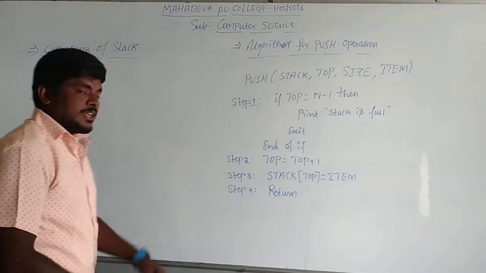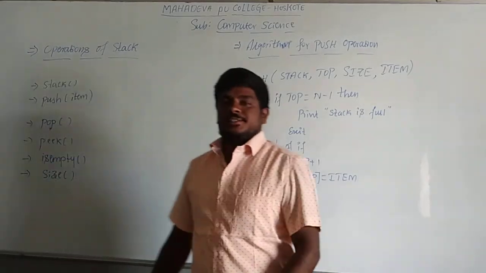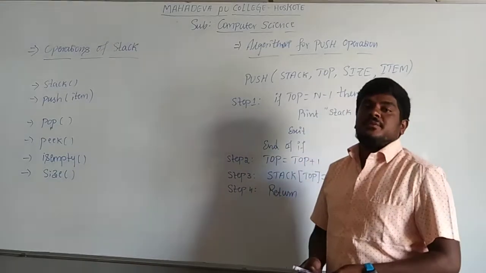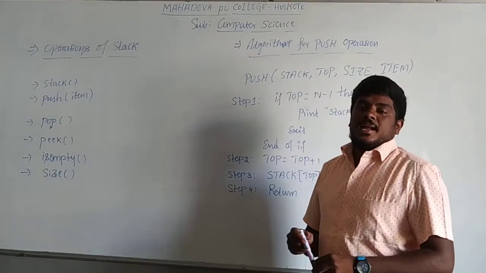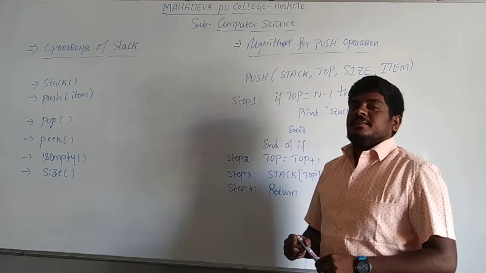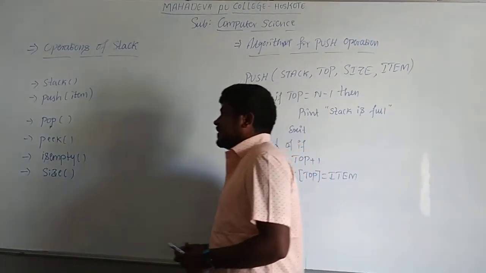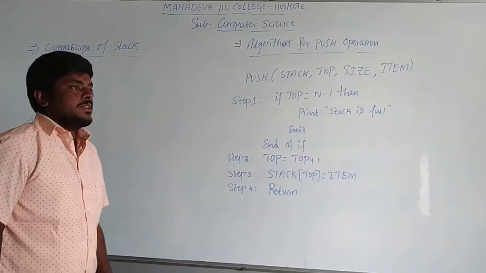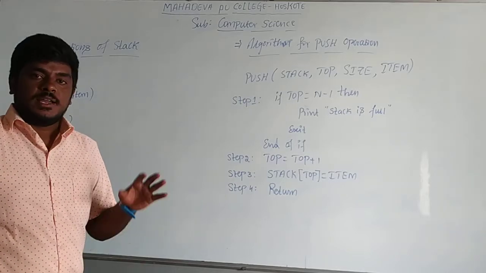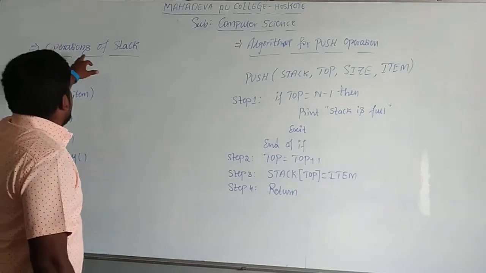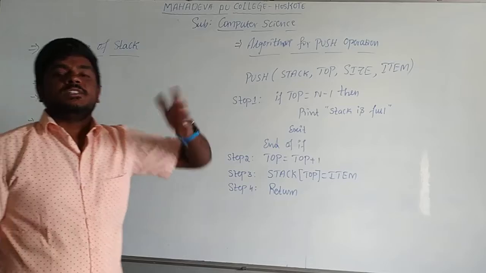So last class we discussed memory representation of stacks. In that memory representation of stack we have two types: one is static memory representation, another one is dynamic memory representation. That is very important. So the next concept in the stack data structure is operations on stack.